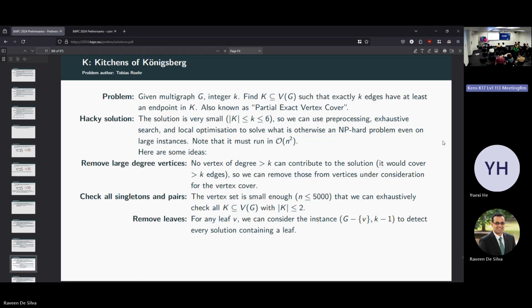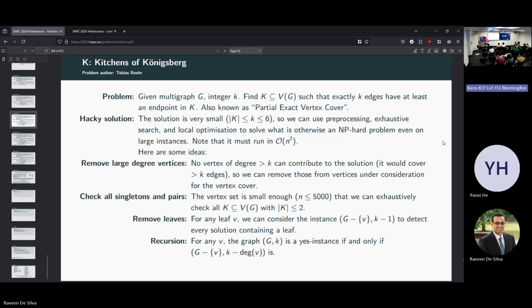Remove leaves. This one is very helpful. If you have a leaf V, then you can try picking that vertex, because it only contributes one edge. So now you can reduce the number of edges remaining by one, and that gives you every solution containing a leaf. More generally, you can recurse: you can pick a vertex, and then the instance G, K is a yes instance if and only if G without this vertex and K minus however many edges come from this vertex is also a yes instance.